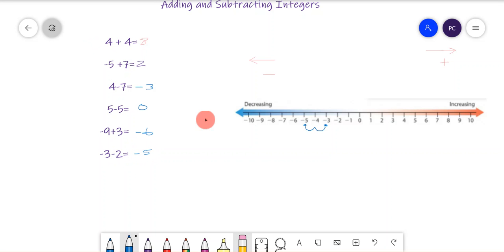And that's really it. There's nothing more complicated than that. So this is adding and subtracting integers. Again, when we're adding and subtracting integers, we start with the number on the left, and we move to the place on the right. If it's positive, we're moving to the right. If it's negative, we're moving to the left. So that's adding and subtracting integers.